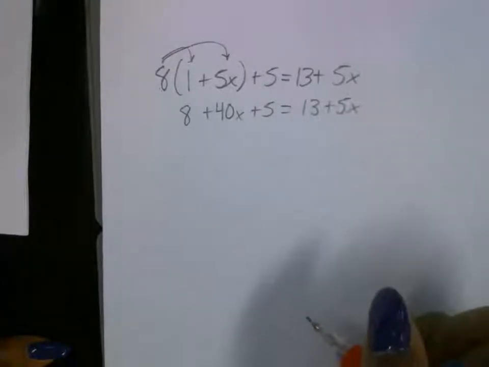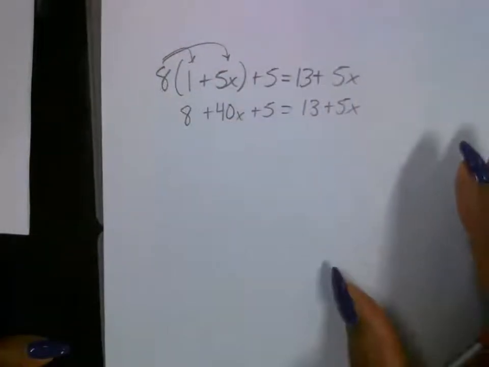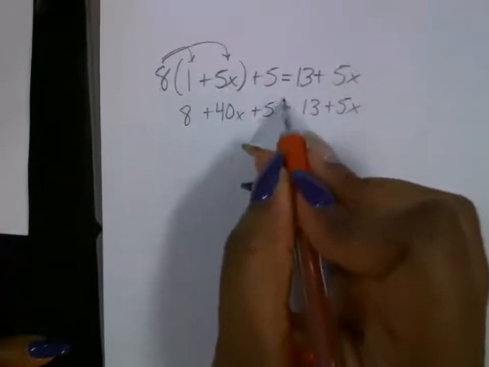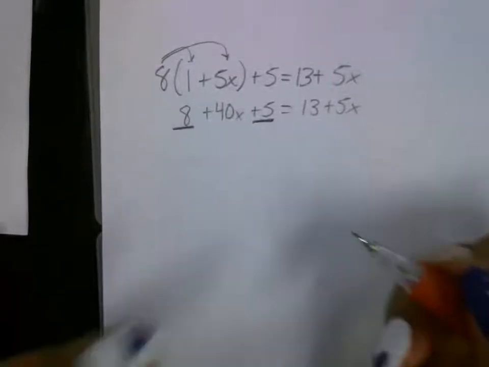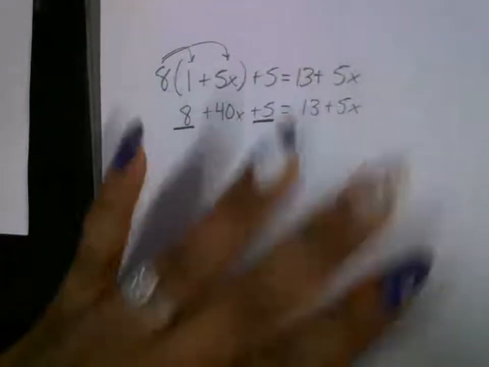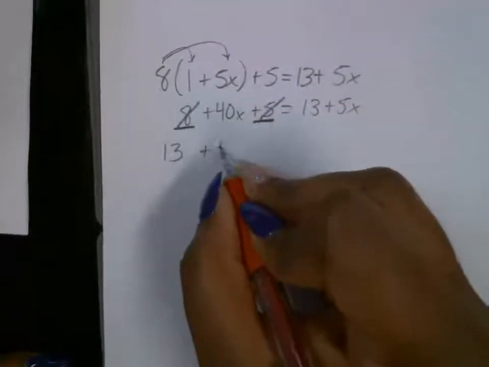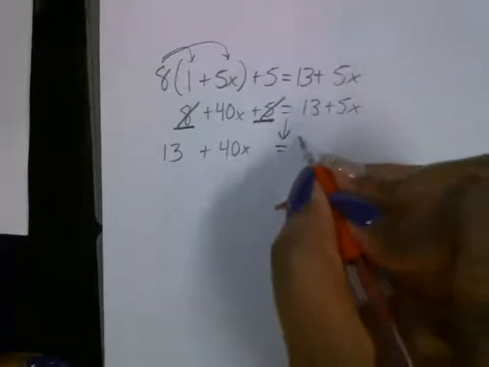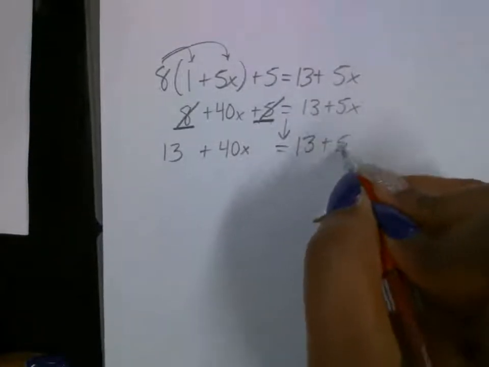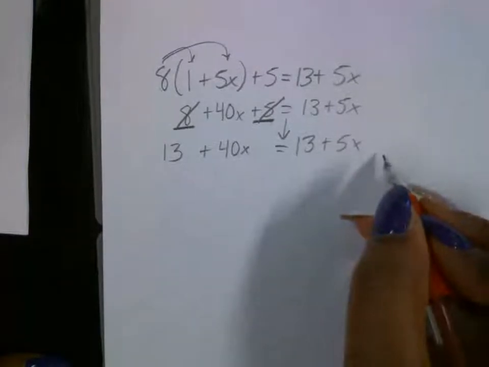The second step is to combine like terms on each side of the equal sign, but do it separately. So here on this side, I can combine the 8 and the 5 together. That's 8, 9, 10, 11, 12, 13, right? Bring down the 40x, bring down the equal sign. Bring everything down on this side. I can't combine them because they're not alike, okay?